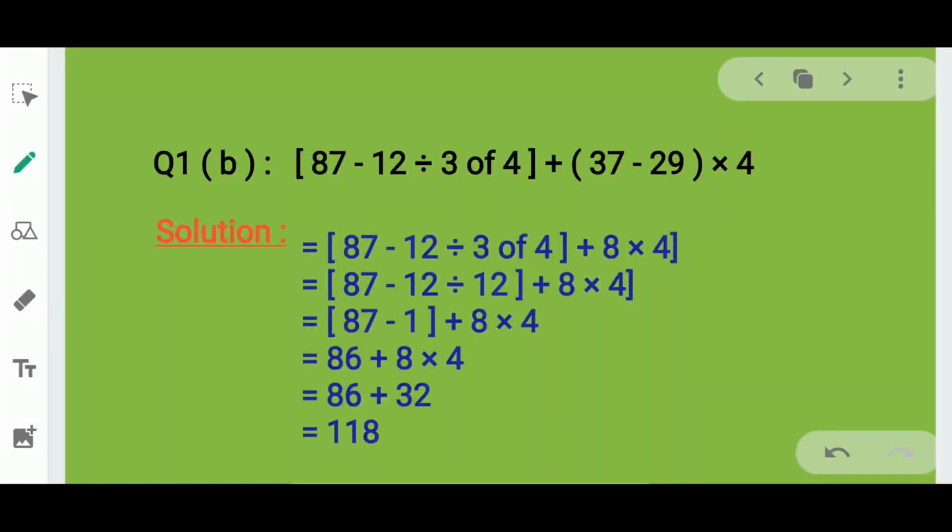Here we have part B of question number 1, which is a big bracket. In the big bracket 87 minus 12 divided by 3 of 4, big bracket closed, plus in a small bracket 37 minus 29, small bracket closed, multiply by 4 is written. First of all, I write BODMAS here, which helps us while solving the sum.